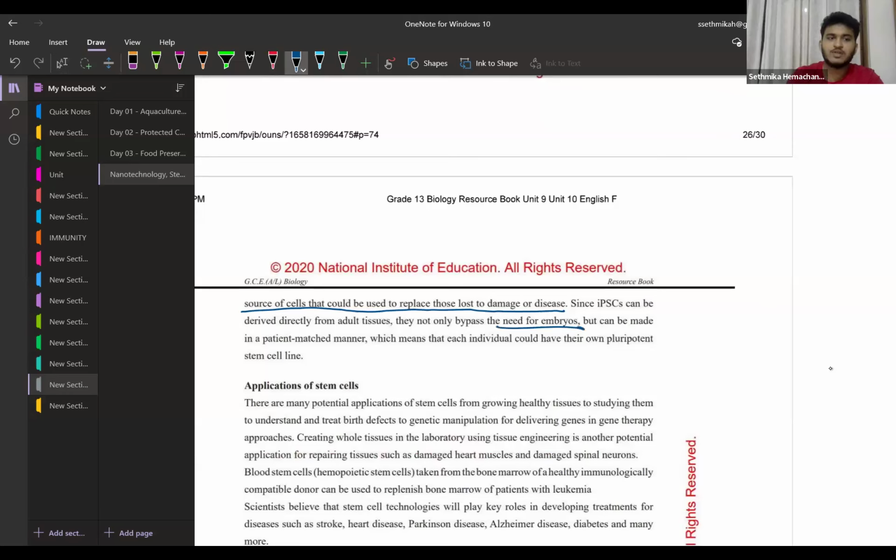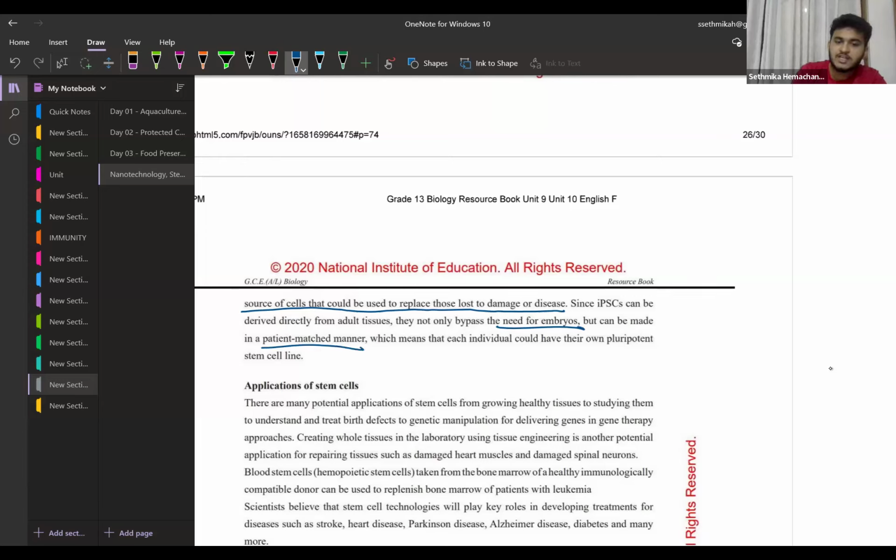Okay, so don't worry, you don't have to secretly harvest embryos. But if you don't have the technology to develop these induced pluripotent stem cells, you will have to extract from embryos, right? So it not only bypasses the need for embryos, but also can be made in a patient match manner.